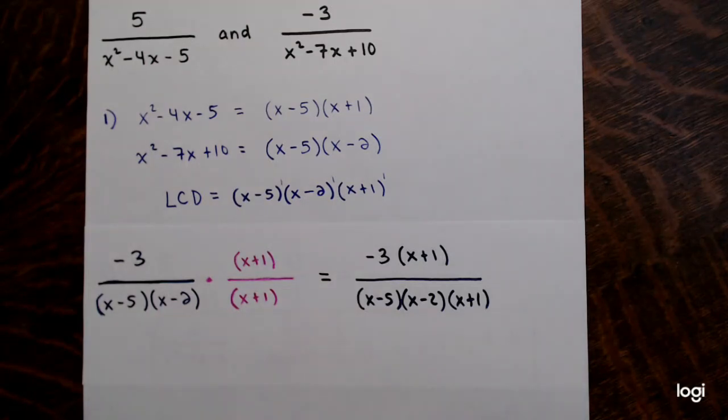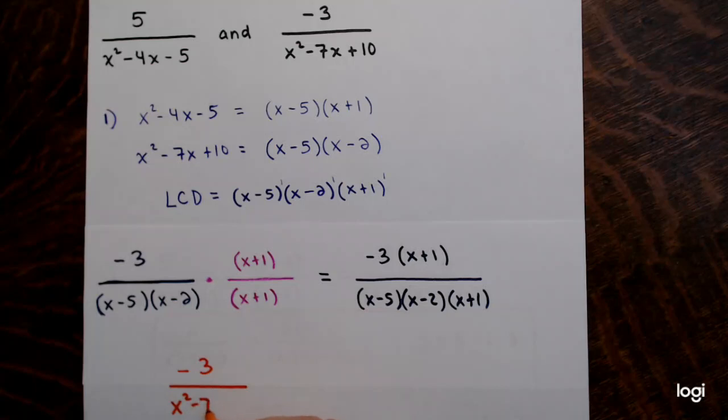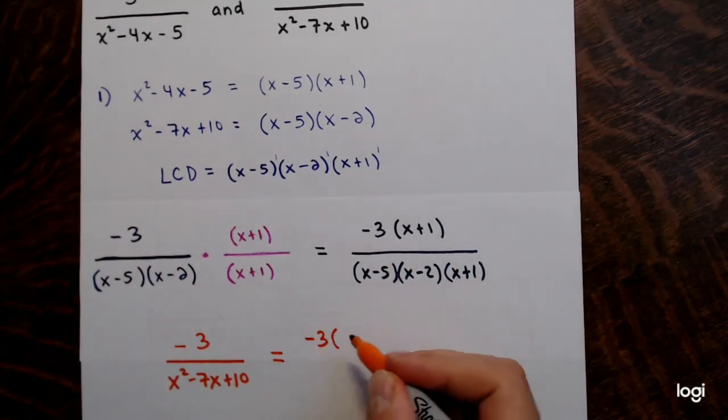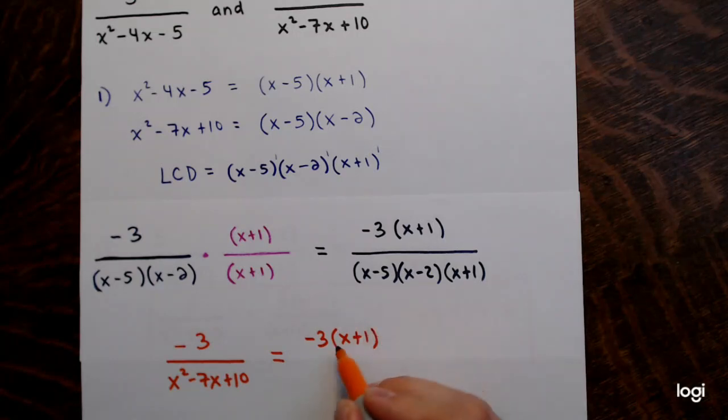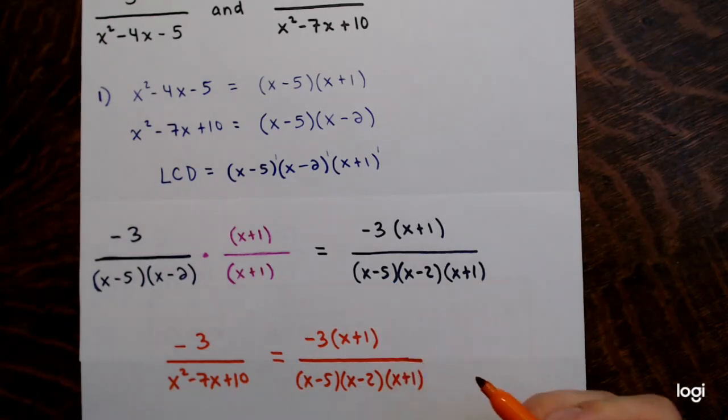Great. And so here's my equivalence statement. So my original fraction, negative 3 over x squared minus 7x plus 10, will indeed be equal to this fraction here, negative 3 times x plus 1, or negative 3x minus 3, whatever you want, divided by, and then x minus 5 times x minus 2 times x plus 1, right, that LCD.